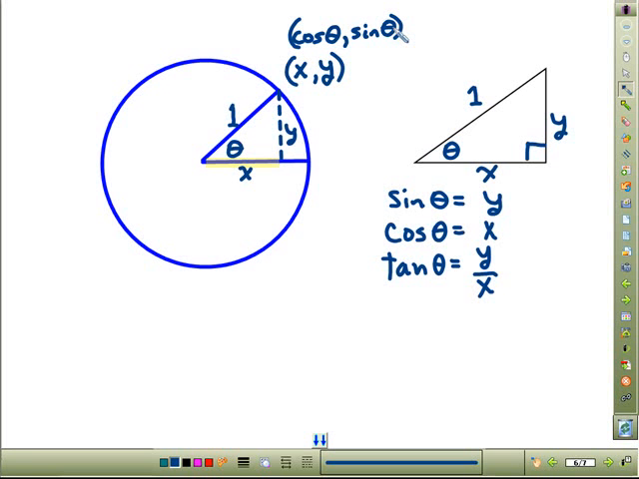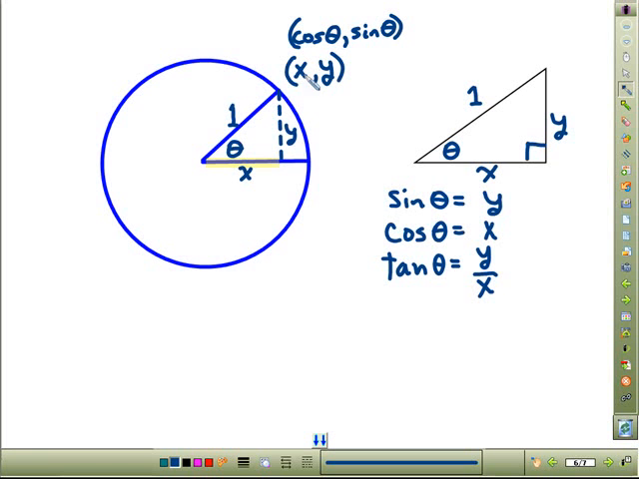Now, of course, a lot of times we want to think of sine as opposite over hypotenuse, cosine adjacent over hypotenuse. Many times, it's best to think of it that way. However, being able to look at a unit circle and know that the y-coordinate is the sine and the x-coordinate is cosine is very useful, as we're going to see in many applications in our study of trig.